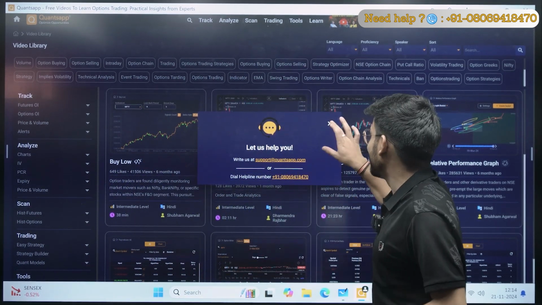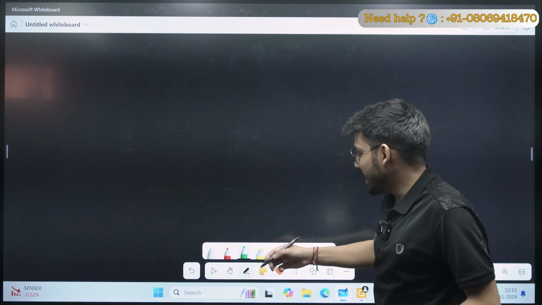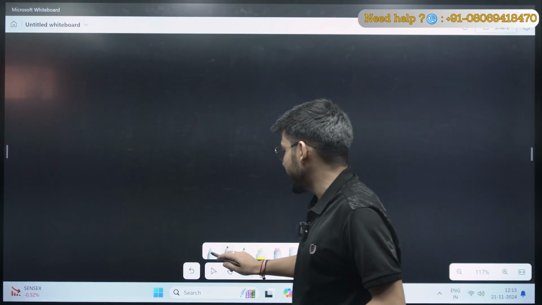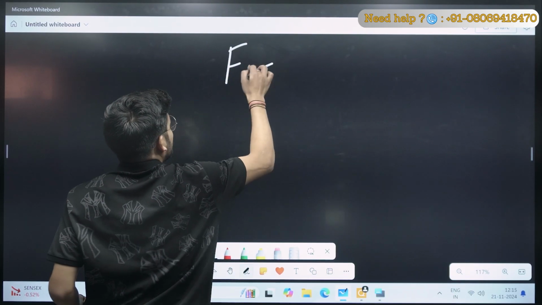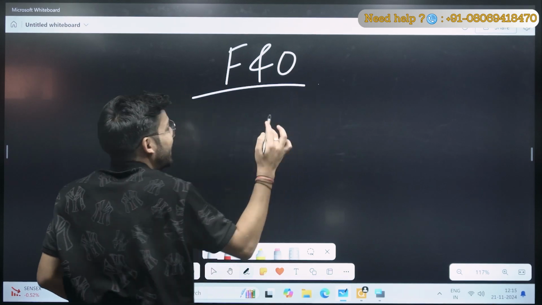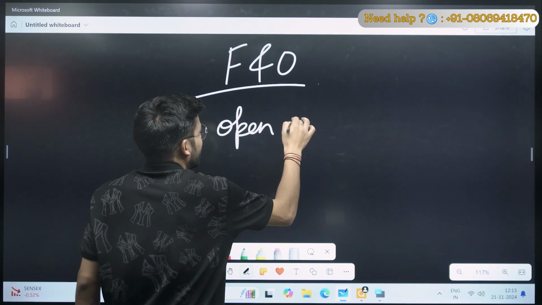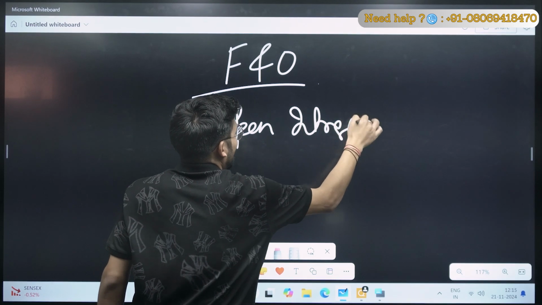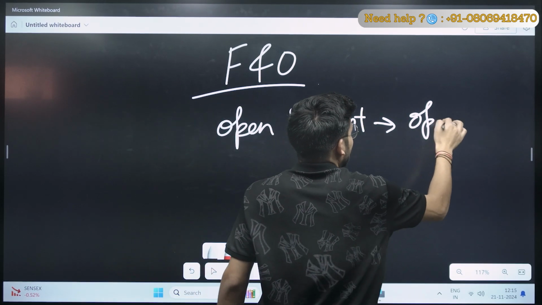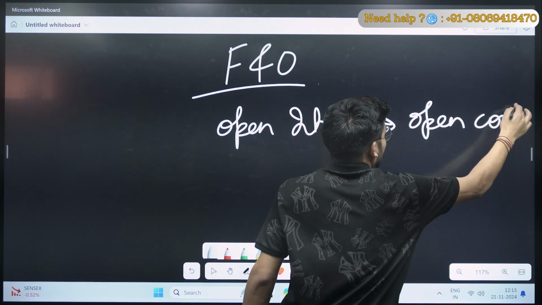Right, now let's start today's lesson. Whenever we are talking about futures and options, mainly we look into the open interest. Now open interest are the open contracts, we all know they are the open contracts.